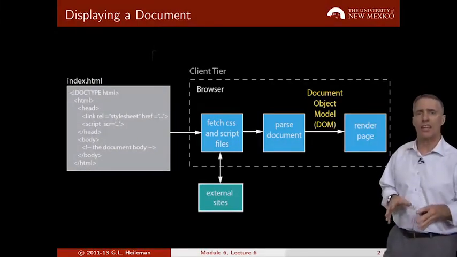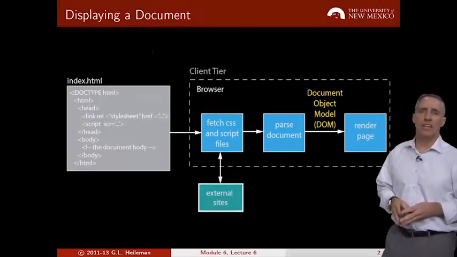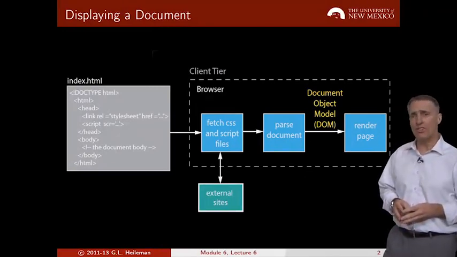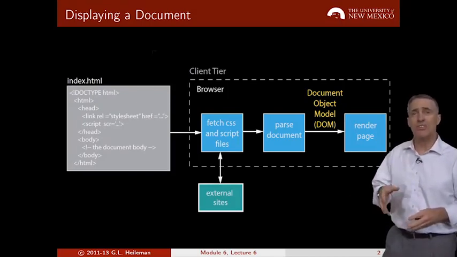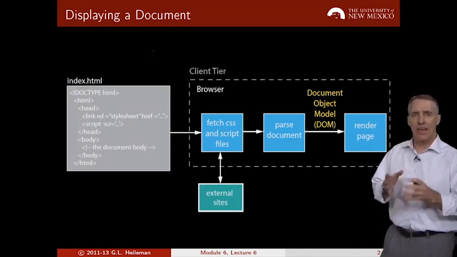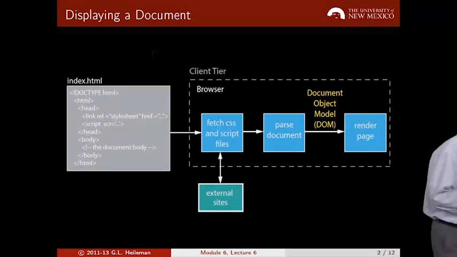Very important to understand that this document object model is the thing that's rendered in your browser. What happens is the cascading style sheet rules and the JavaScript are applied to the elements in the document object model, and then the page is rendered.